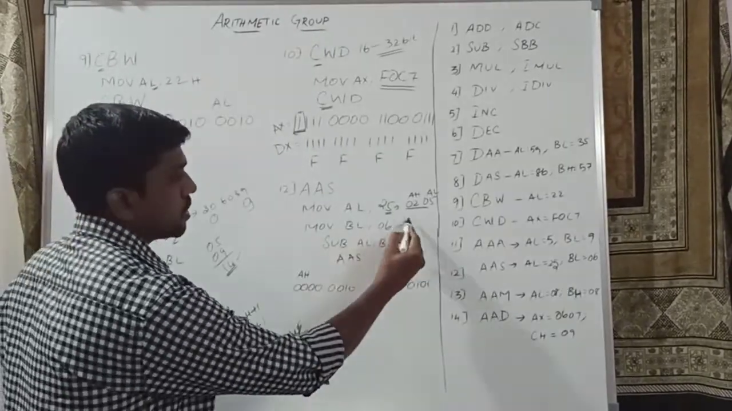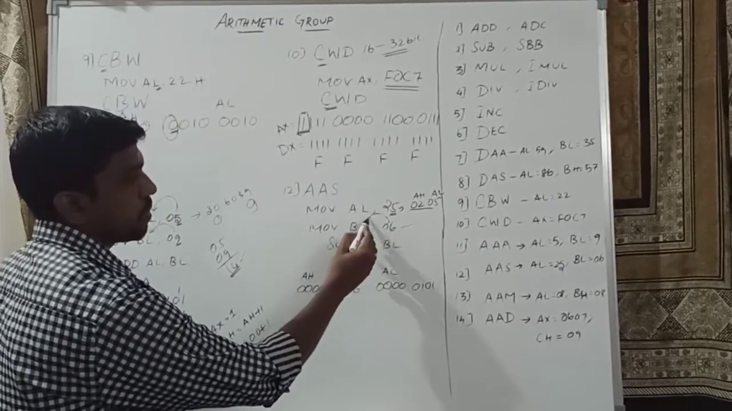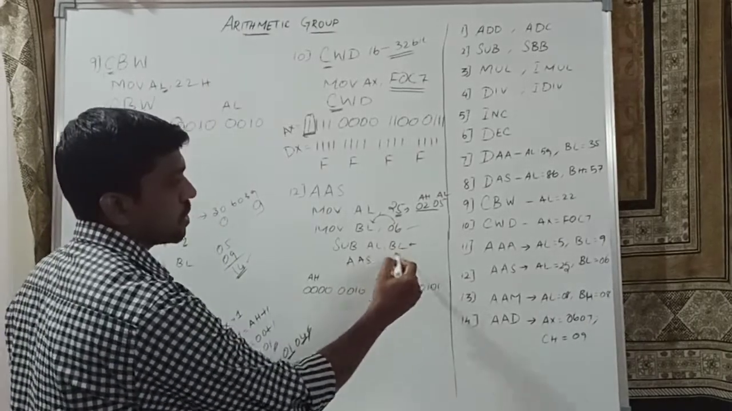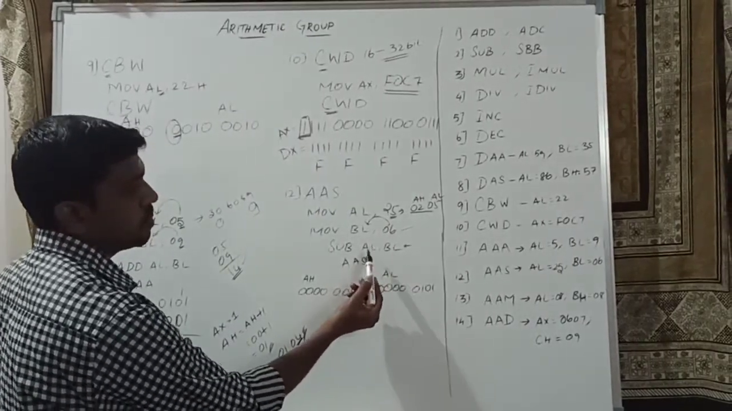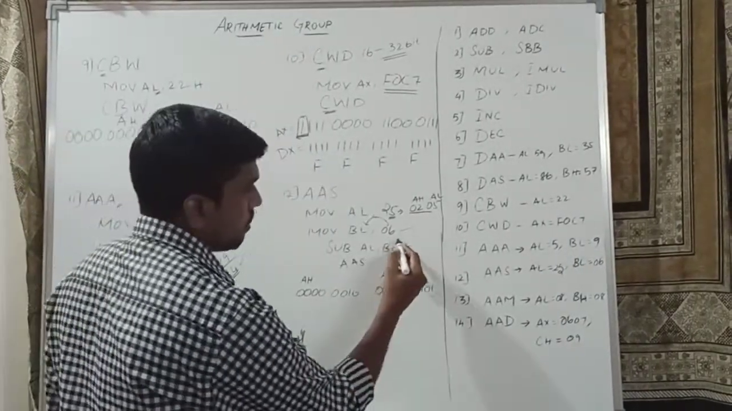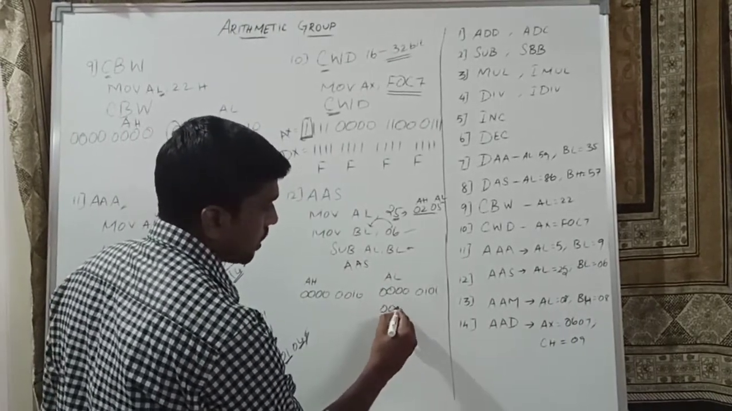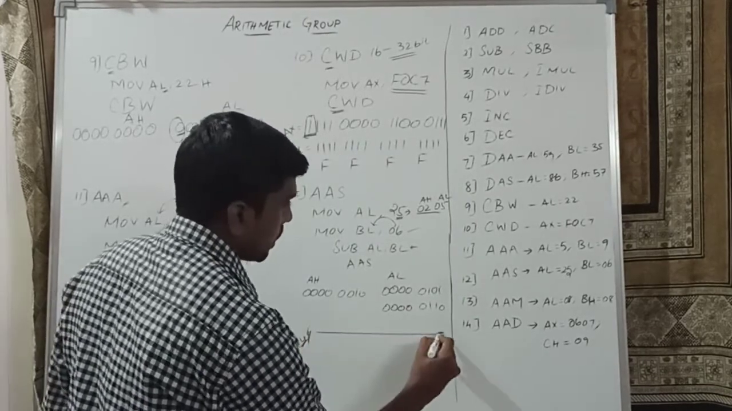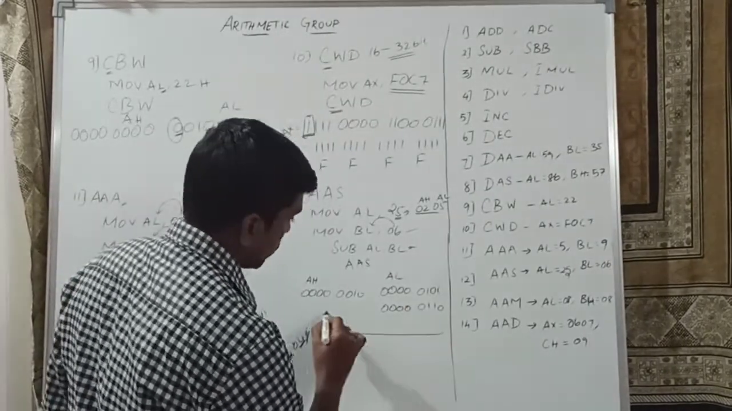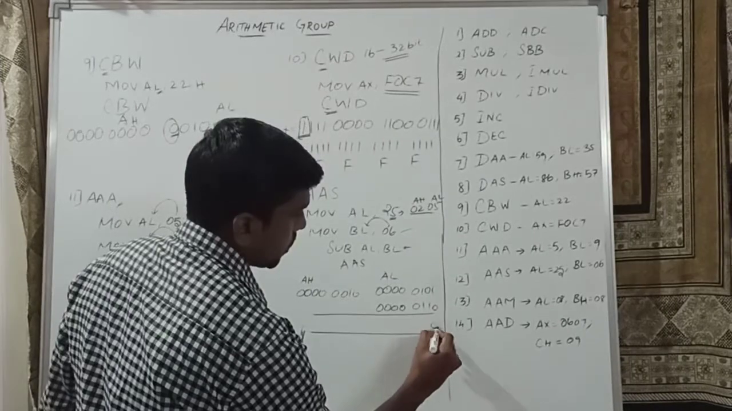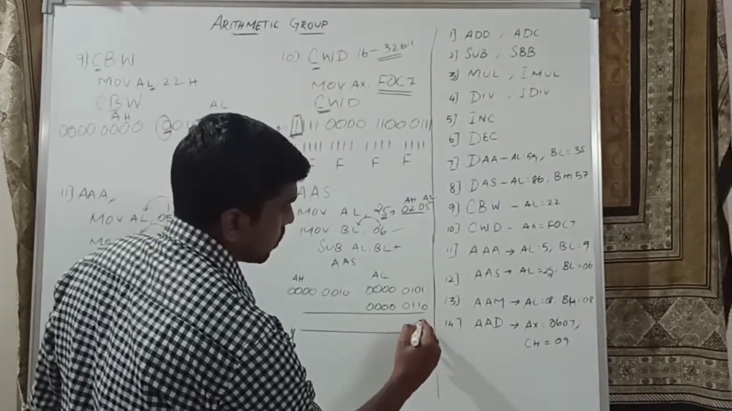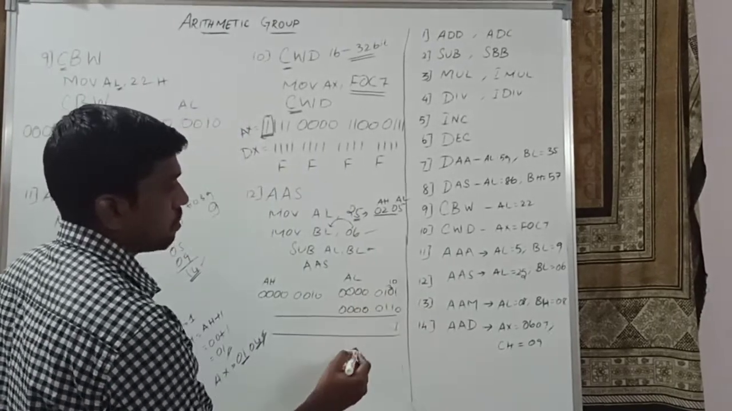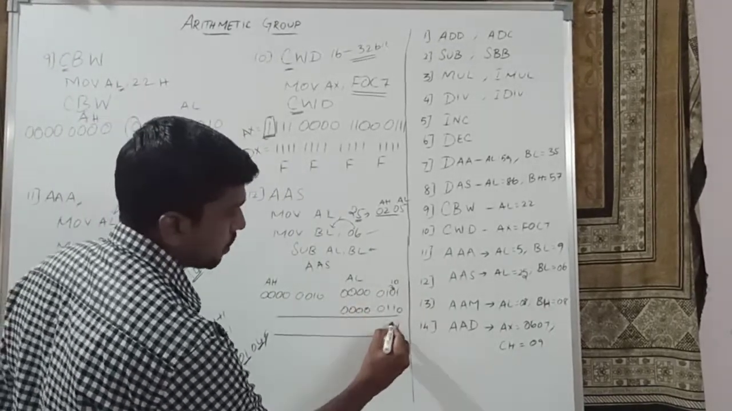The second instruction is MOV BL, 06. Whatever value is present in the immediate content is transferred to BL. The third instruction subtracts BL from AL. The BL value is 06, so you write the equivalent binary number here. Then you subtract the numbers: 1 minus 0, 1; 0 minus 1, there is no possibility, so you take a borrow from the nearest bit, 10 minus 1, 1.